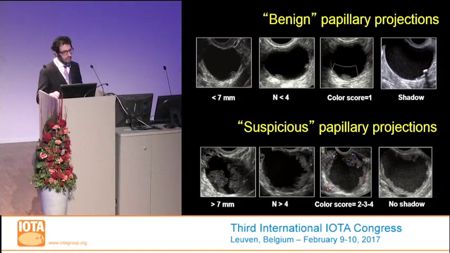And the echogenicity, I forgot to add this feature: the echogenicity of the malignant papilla is the same as the ovarian parenchyma, that is the same as the wall of the cyst, while the echogenicity of the papillary projections in adenofibromas, for example, is higher, is hyperechoic.